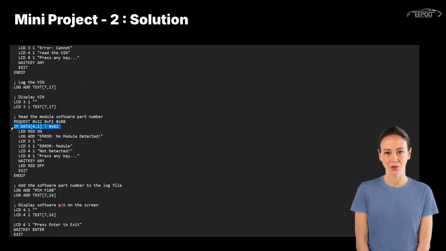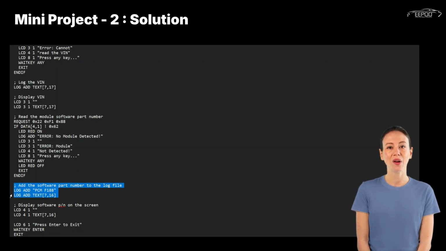If it didn't respond correctly, turn on the red LED, log the error. Display an error on screen. Let the user exit manually. If it did respond properly, log that we're storing the PCM F188 value and log the value from the text buffer, then show it on the screen.